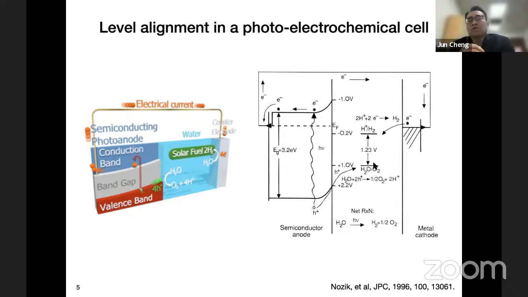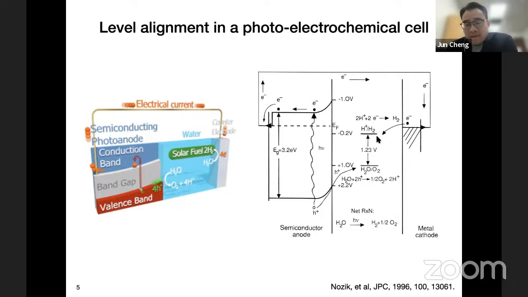In order for the electron to transfer across the cell, we really need to have the right alignment. In this case, for the hole to be active enough to oxidize the water, the valence band edge needs to lie below, on this scale meaning more positive or more oxidizing, than the oxygen evolution level. On the other hand, the conduction band needs to lie above the hydrogen evolution level, that is, more reductive than this level.